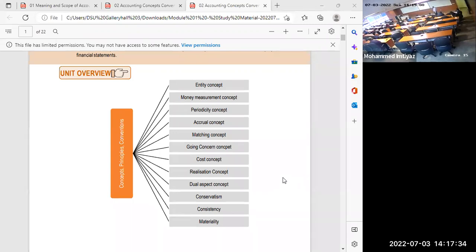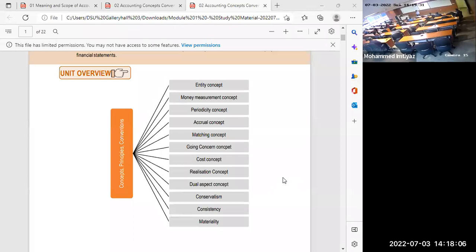Second one, money measurement concept. Only the transactions which can be measured in terms of money should be recorded in the books of accounts. That's called the second concept. Third concept is periodicity concept. We should have some period, some months or year, from and to within which I want to judge my business. So a 12-month period is the periodicity concept.